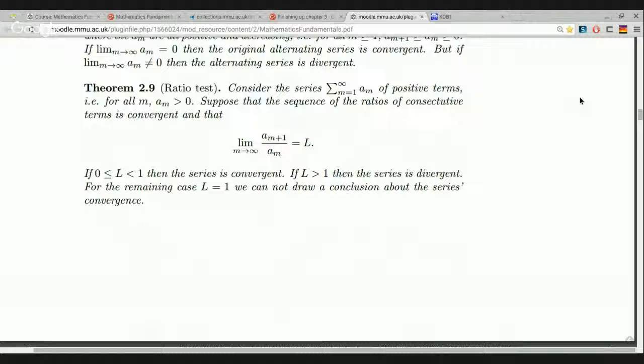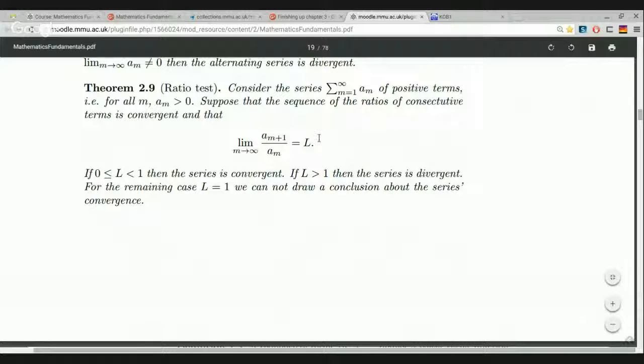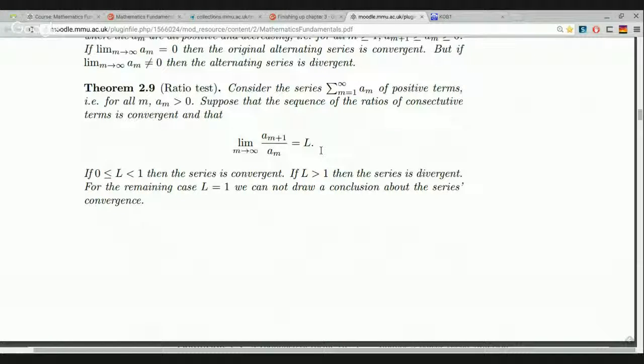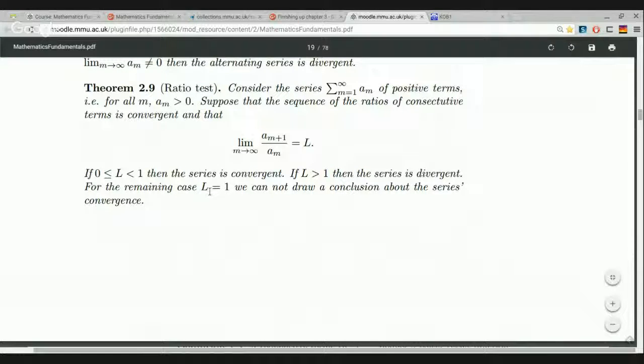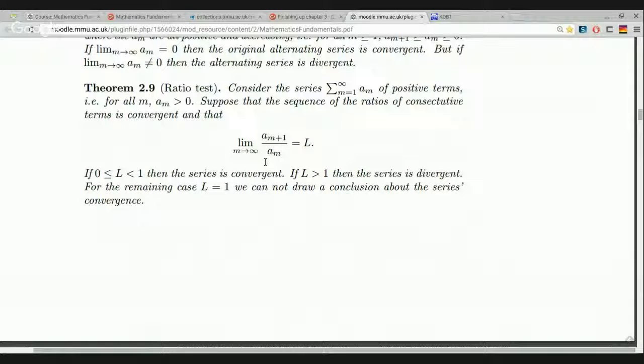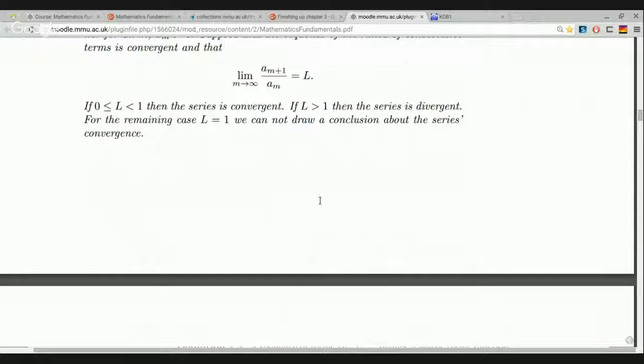Okay? So the ratio test worked by forming the ratio of consecutive terms of the series and taking the limit of that. It gives you a limit L. If the L is less than 1, it means it's approximately like a geometric series with constant multiple less than 1. So that will be a convergent one. If it's greater than 1, it's going to be divergent. There's one unresolved case. If L is equal to 1, the ratio test fails to give a conclusion. Okay? So the series could still be convergent or divergent. You wouldn't know from the ratio test.